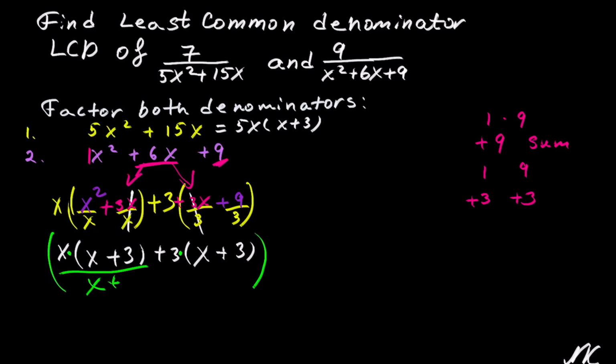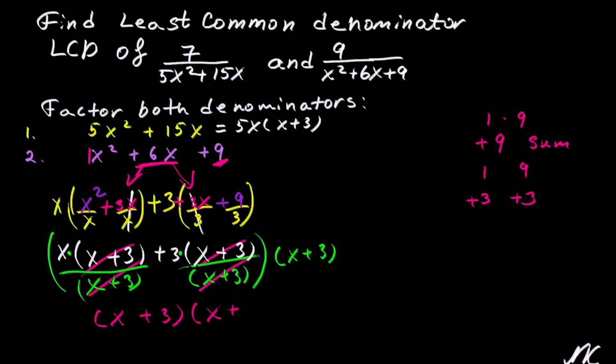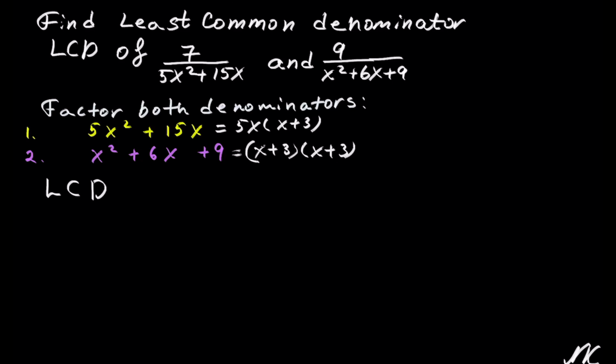So x plus 3 goes into the denominator, and x plus 3 goes on the outside. Something divided by itself will cancel, something divided by itself will cancel, and we have x plus 3 left over times x plus 3 that we have factored. So x squared plus 6x plus 9 factors into x plus 3 times x plus 3, or x plus 3 to the second power. To find least common denominator, we need to pick the least amount of factors needed to make each of the denominators.